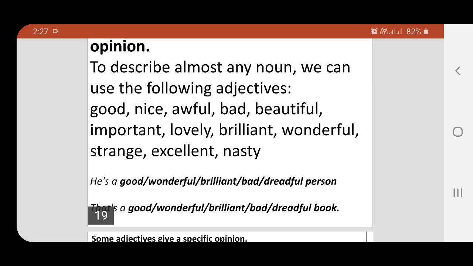And we have sentences also. He is a good, wonderful, brilliant, bad, or dreadful person. I gave you an example, namely Veerappan. You may remember the example. Veerappan is a dreadful person in the interstate border, that is Tamil Nadu and Karnataka.